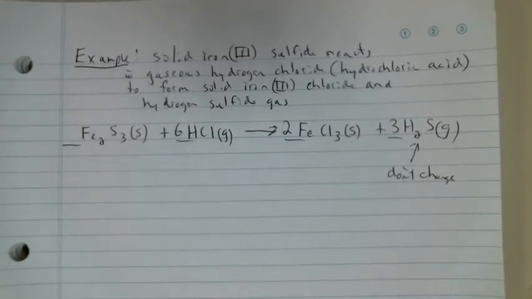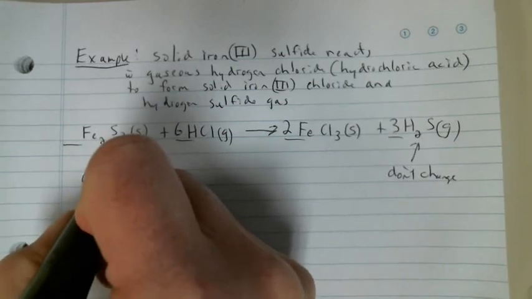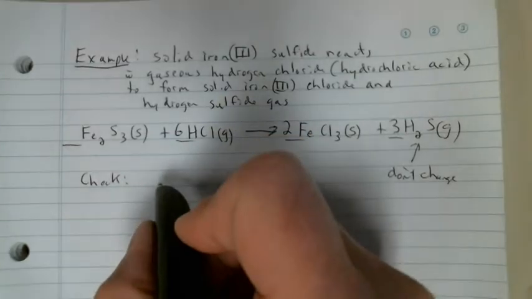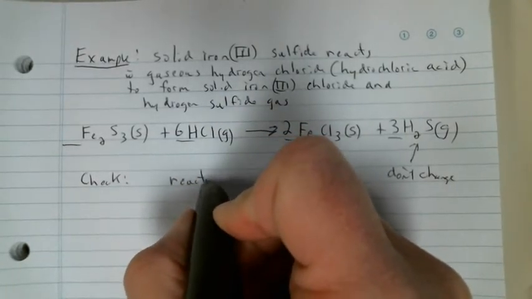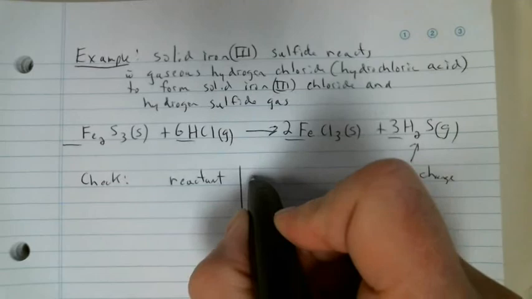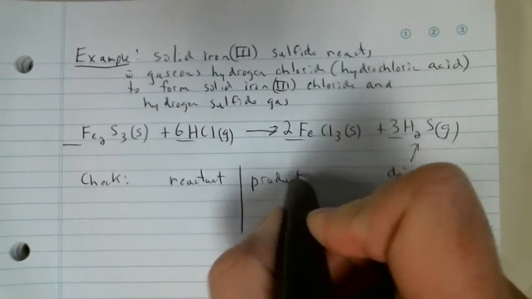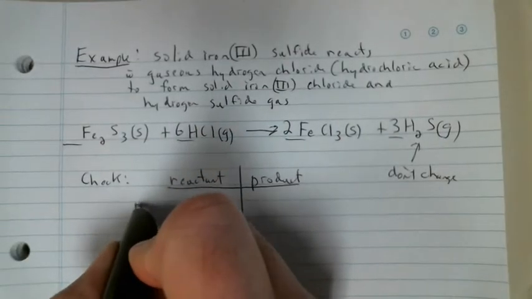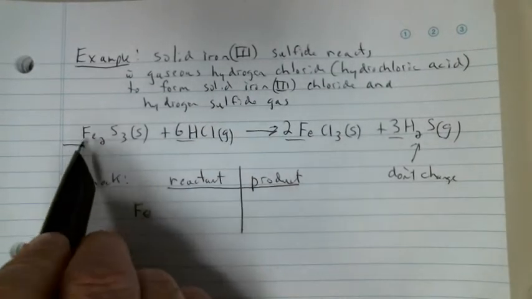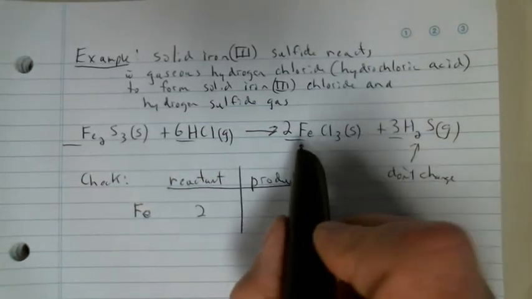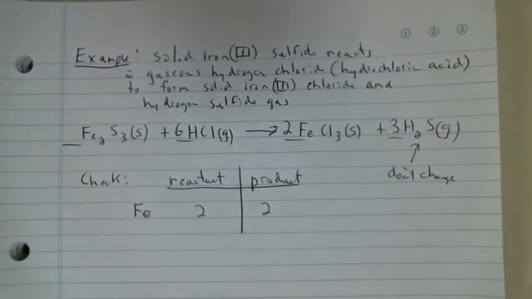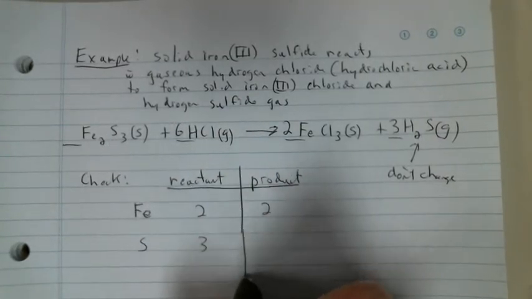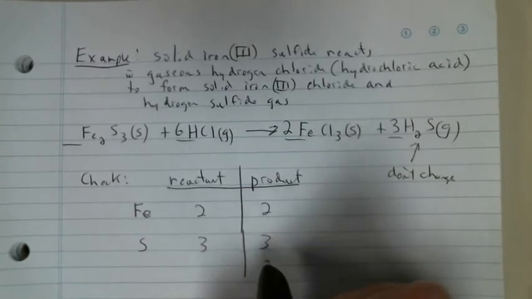All right, now we need to check it. Always check, especially when you're starting on these. So I would even set up a table. You could say left and right, or reactant product like this, and just do all the elements. So I'll just start from left to right. We've got irons in the reactant side. We've got 2. Product side, we've got 2. We knew that. That's good. Sulfur, we've got 3. And then sulfur, we've got 3.